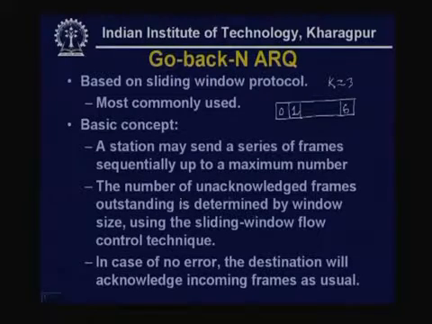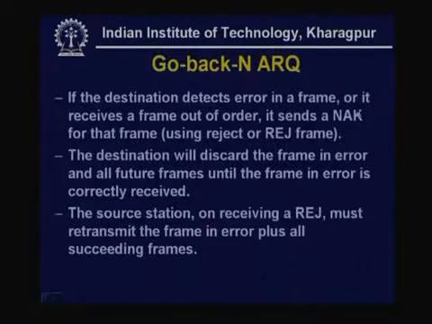The number of unacknowledged frames outstanding is determined by the window size using the sliding window flow control technique, as we have already explained. In case of no error, the destination will acknowledge incoming frames as usual. So, the acknowledgements are sent as usual in the previous case. However, whenever the destination detects an error in the frame, as I mentioned, a negative acknowledgement is sent, which is known as reject frame, REJ frame.